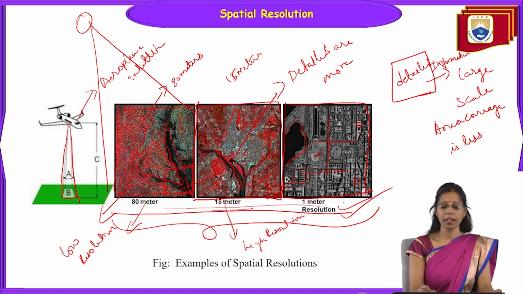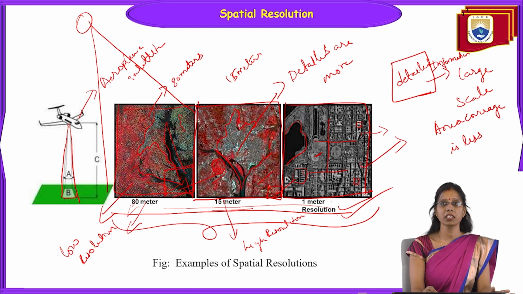So when you want to cover the entire area with 1 meter, we need to collect these types of tiles, these small grids, and then merge them together to get a clear image, because here we cannot find the details. So I hope you understood. Spatial resolution is in terms of scale. When it is a large scale, the resolution is high, but the area coverage is less.